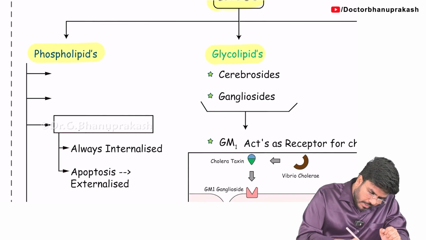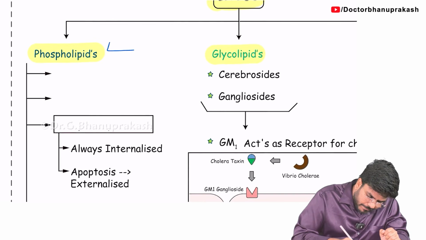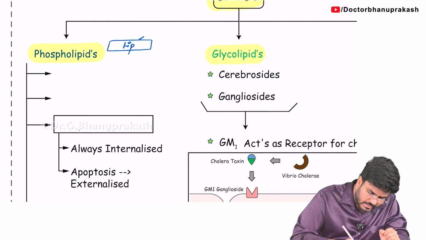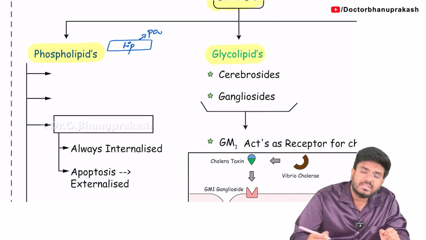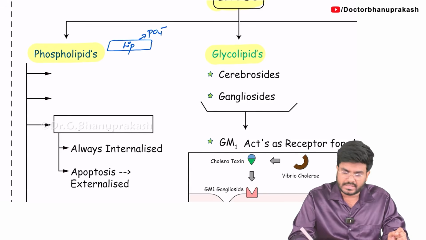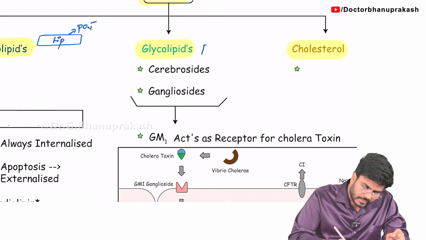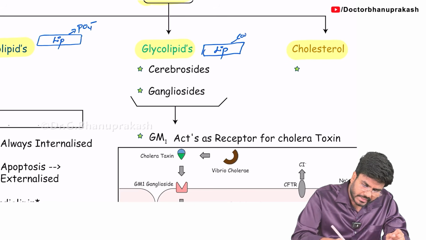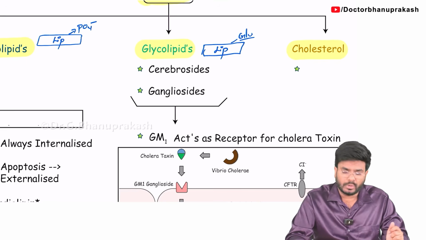See, a phospholipid is nothing but a lipid. Let's understand. It's a lipid to which a phosphate group is attached. So phospholipid means a lipid to which phosphate groups are attached. And what exactly is a glycolipid then? A glycolipid is also a lipid to which some carbohydrate group is attached. So that's called a glycolipid.